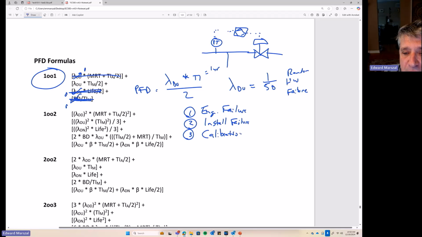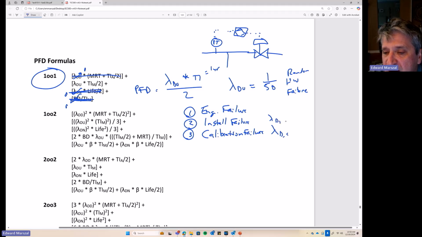calibration failure. So I've got a technician who's going to go out and they're going to calibrate all my transmitters on a regular basis. And if they mess up the calibration, there's a failure mode where it wouldn't read as high of a pressure as is actually occurring in the process. That would be a dangerous failure. So there's a rate at which you make failures. So there's going to be a lambda D of calibration.